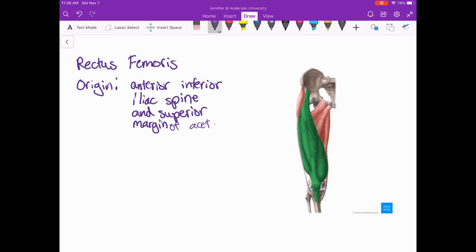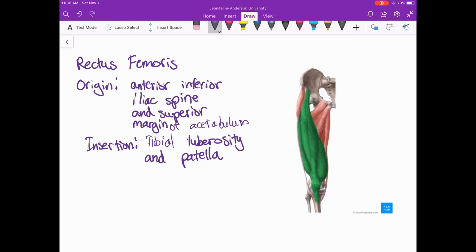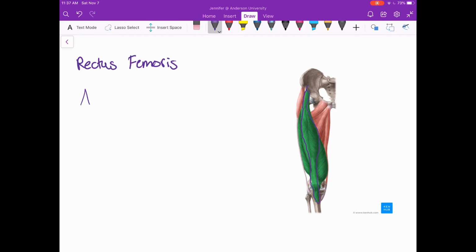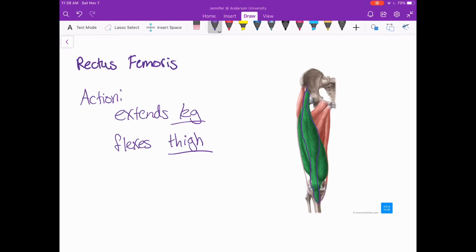The insertion for this muscle is the tibial tuberosity as well as the patella. And as you can see, I will outline this one. This kind of has the whole quadriceps group in green. The action for this muscle, it extends the leg and flexes the thigh. So again, that's kind of acting on different joints and areas.